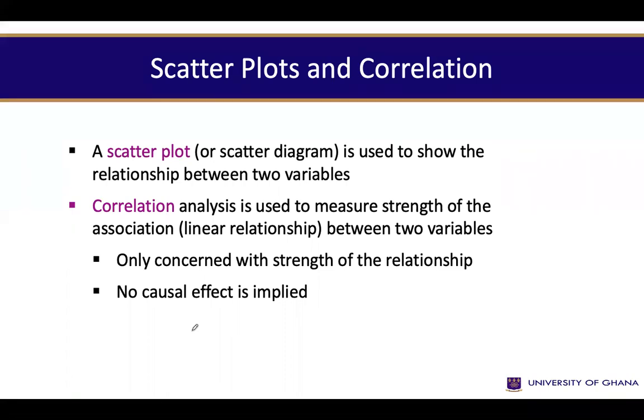When we talk about a scatter plot, a scatter diagram, it is a graphical approach to help us identify the relationship between two variables. So for instance, if I have two variables, say age and physical strength, I want to ask: is there a relationship between age and physical strength? Can anybody help me? You can either type or raise your hand.